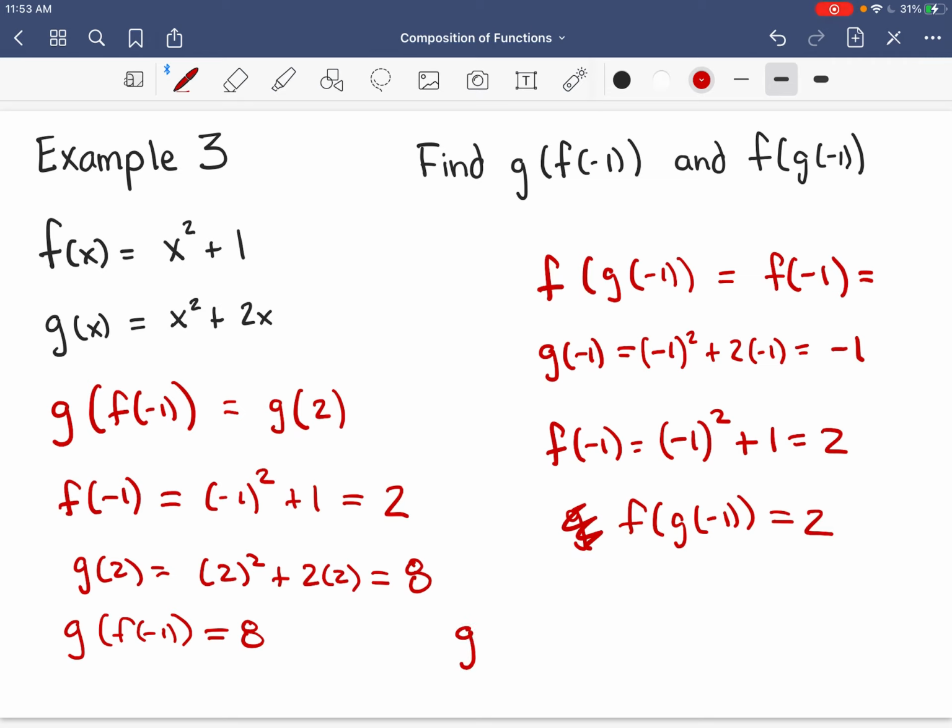So again, notice that g of f of negative 1 is not f of g of negative 1. We got two different values. This value was 8. That value was 2. So obviously 8 isn't equal to 2. So in general, those two things do not equal.